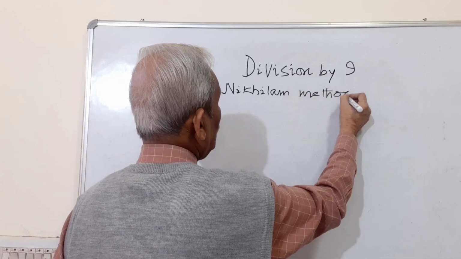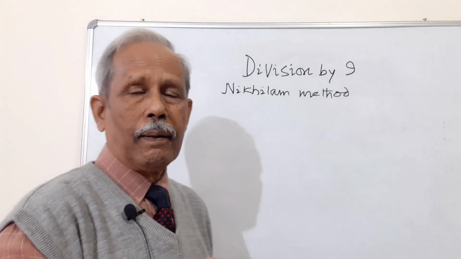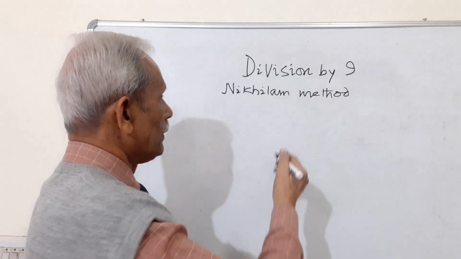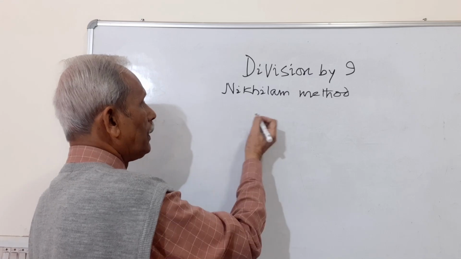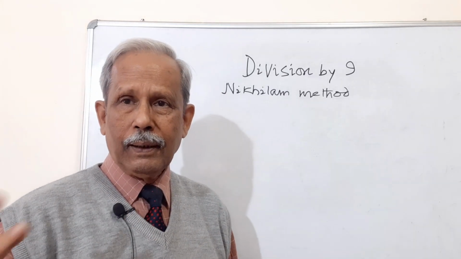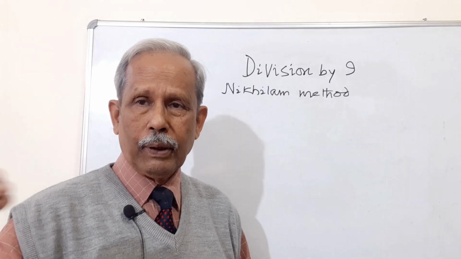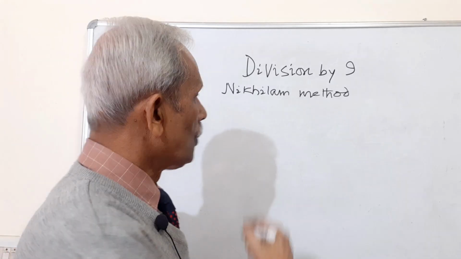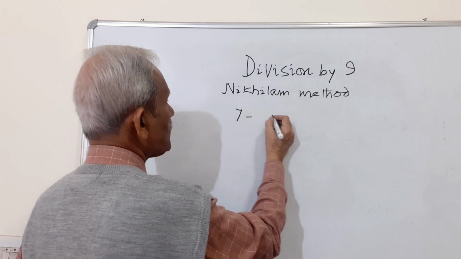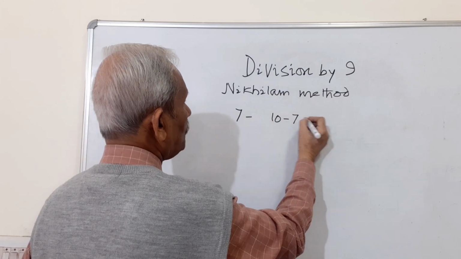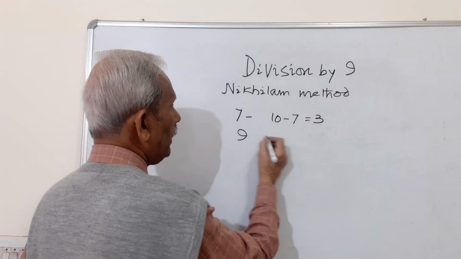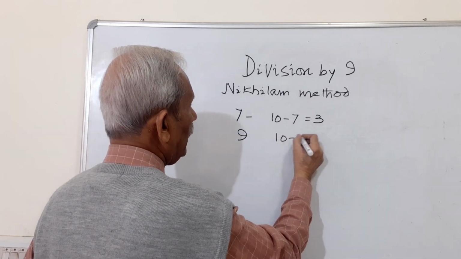And earlier you have seen in the Nikhilam method how to find the complement of any number. As I told you earlier, the complement of any number is its difference from its nearest base. The base is 10, 100, 1000, like that. So if I ask you what is the complement of 7, then the complement of 7 is 10 minus 7, which is equal to 3. Similarly, the complement of 9 is 10 minus 9, which is equal to 1.